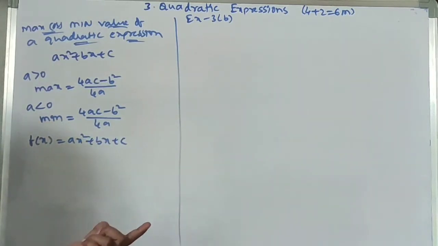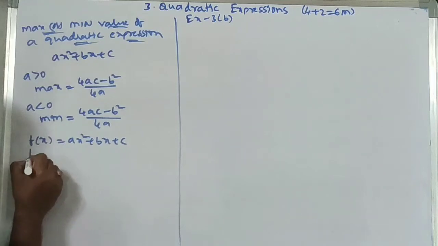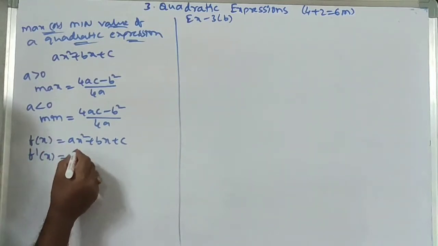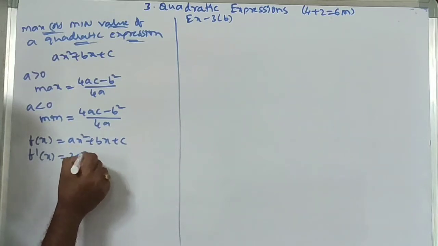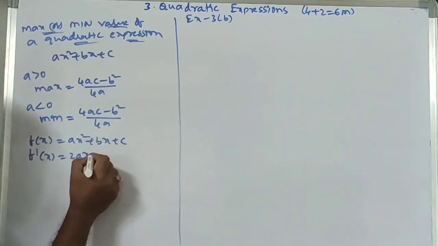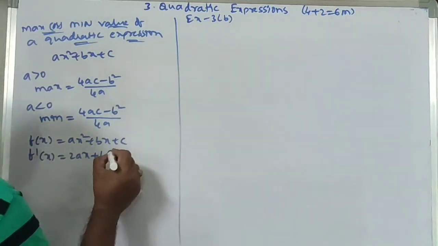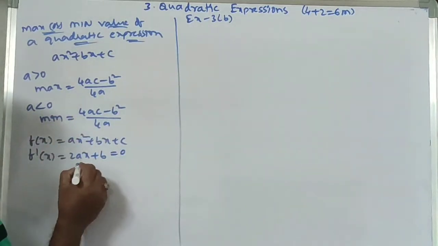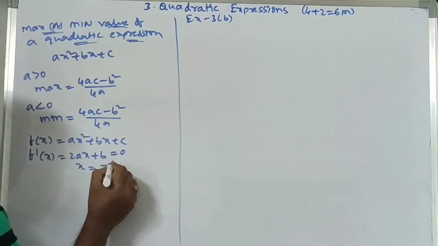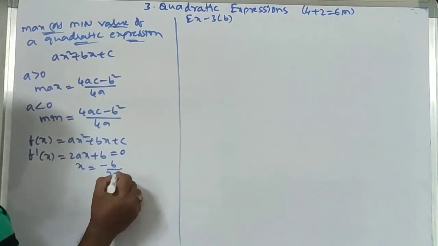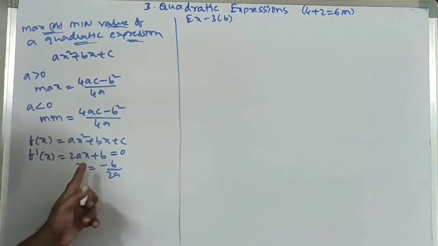For maximum or minimum values, we do differentiation: f dash x equal to 2ax plus b. For maximum and minimum values, make f dash x equal to 0. So x equal to minus b by 2a.